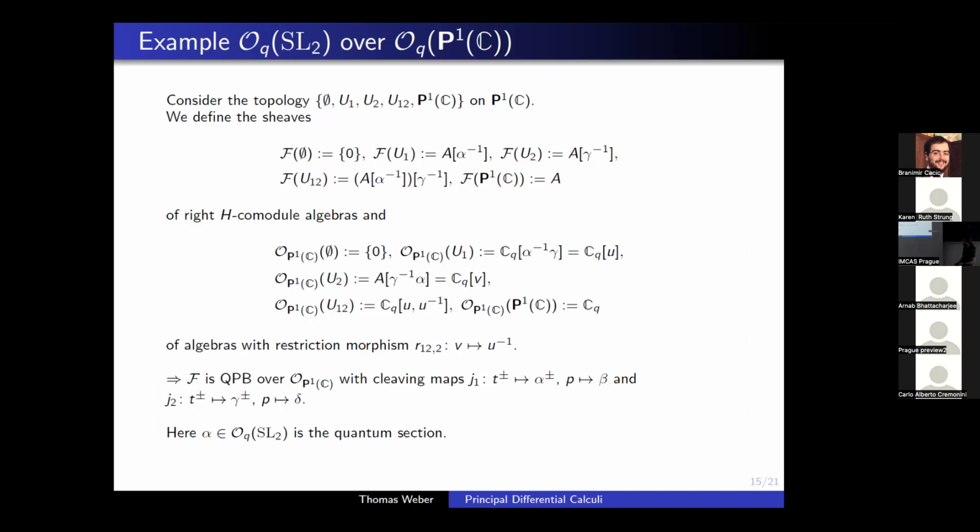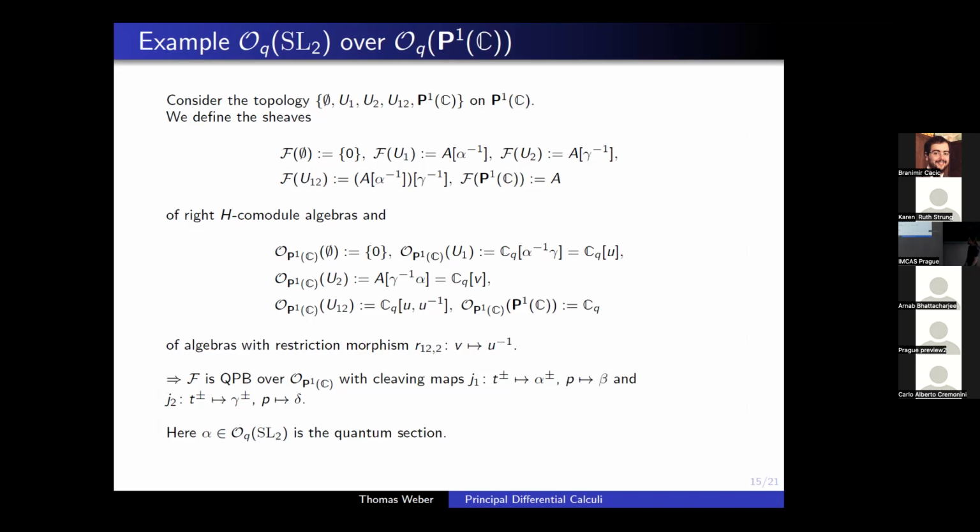So the corresponding sheaf is given like this. On the empty set, we simply take the 0 algebra. On the upper hemisphere, we take the Ore extension, where we allow alpha to be an invertible function. On the lower hemisphere, we allow gamma to be invertible, and on the intersection, both, so alpha and gamma. And on the whole space, we take all of SL2. So this is, let's say, the sheaf on the total space.